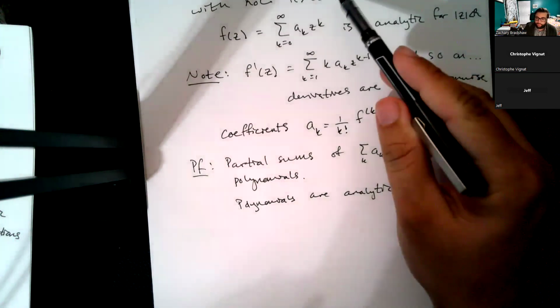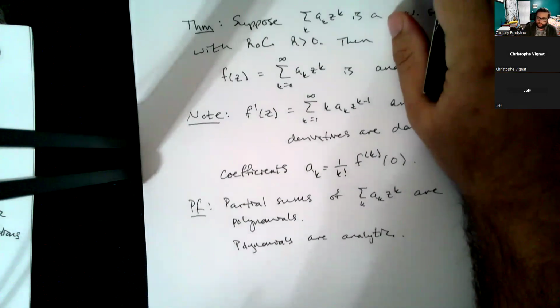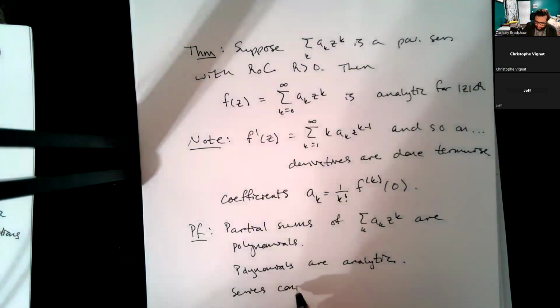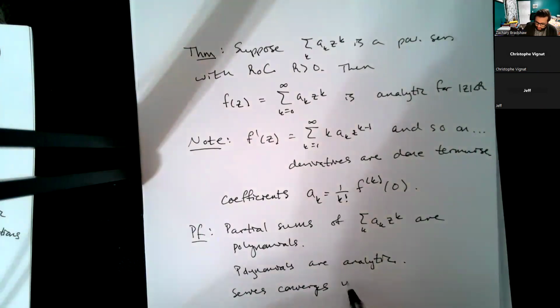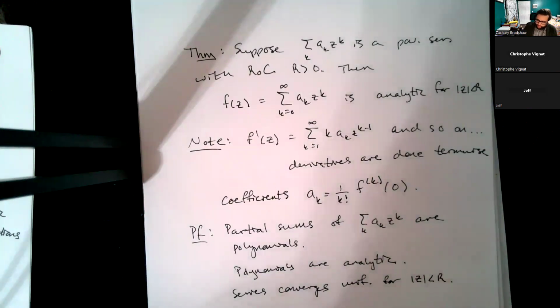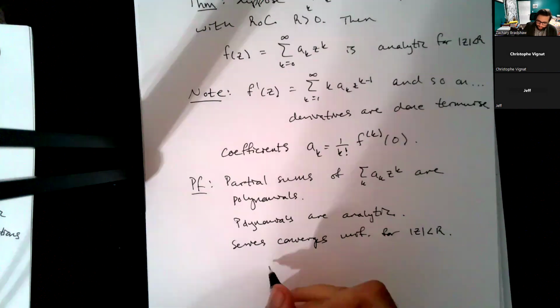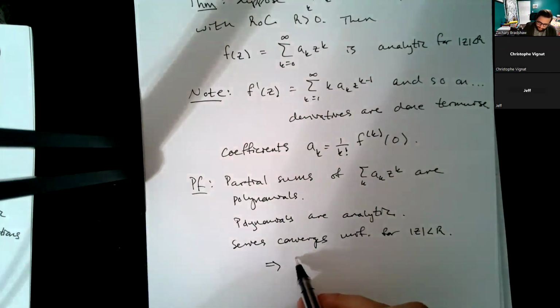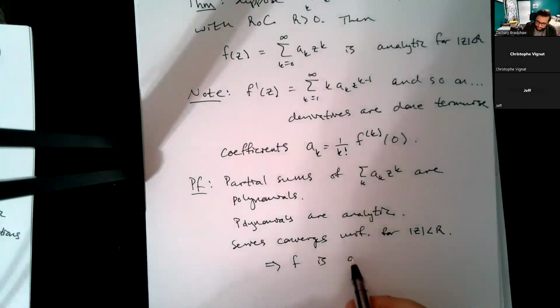The series converges uniformly for modulus of z less than r. And so since the series is the limit of the partial sums, that implies that the limit is also analytic. So f is analytic.